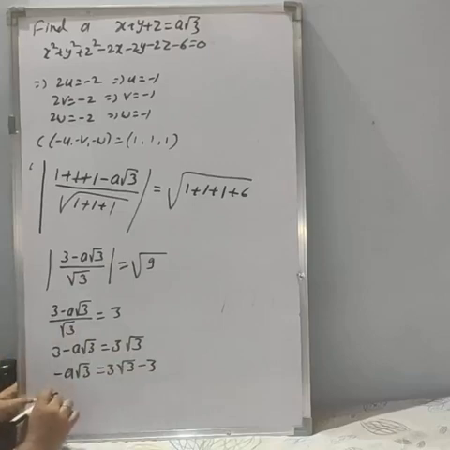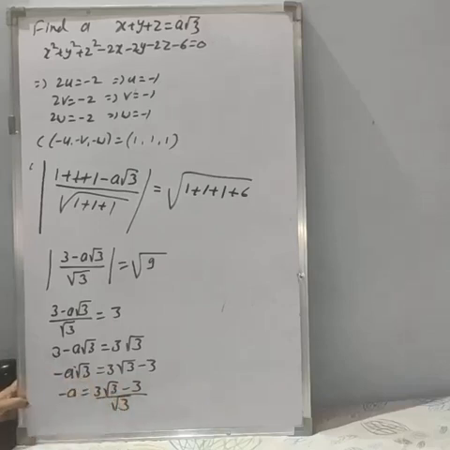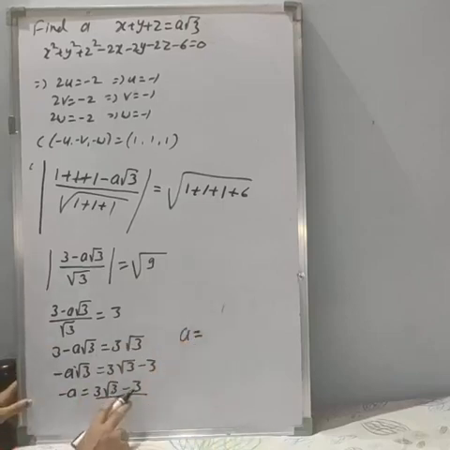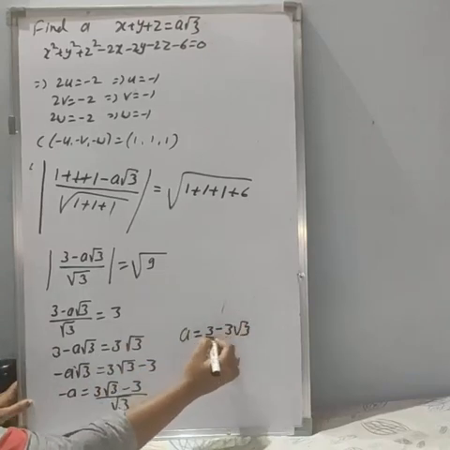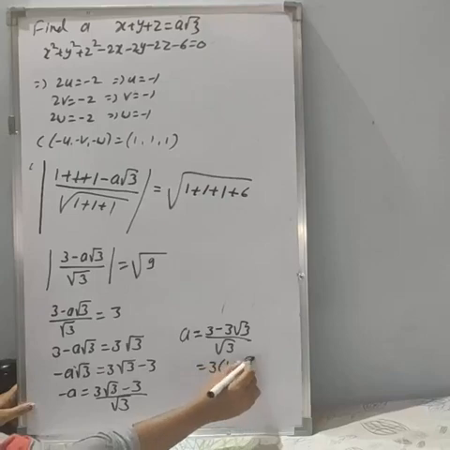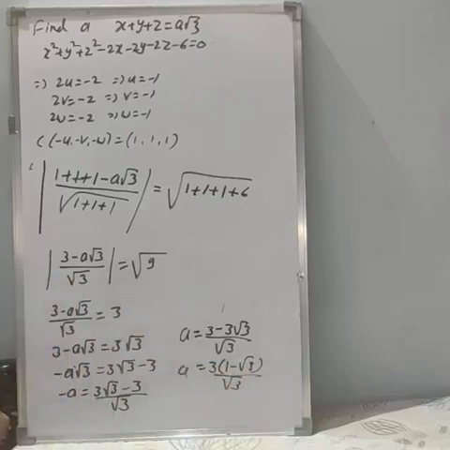Okay. So what we will get, minus a is equal to 3 root 3 minus 3 divided by root 3, transferring this root 3 to this side. But we want the value of a, so we can multiply by the minus sign. So what we will get, a is equal to, this becomes positive now, this becomes negative. So you will get 3 minus 3 into root 3 divided by root 3. If you want, you can take 3 common here. If you take 3 common, you will get 1 minus root 3 divided by root 3. Okay, that is the value of a.